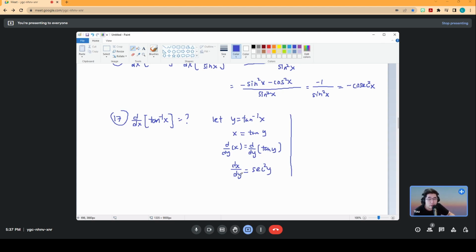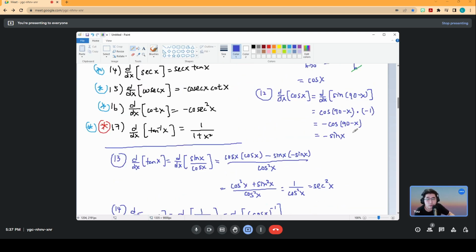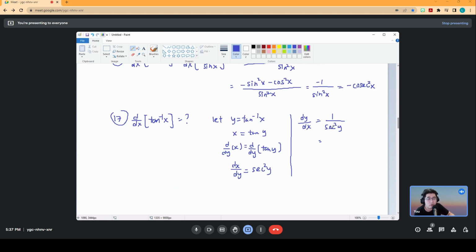This only helps us to get dx over dy, but what I want is dy over dx. So I flip them upside down, and I have 1 over secant squared y. From the formula, you should get 1 over 1 plus x squared. Therefore, I need to change this so that I can get 1 over 1 plus x squared. We refer back to the trigo formula: secant squared y can be written as 1 plus tangent squared y. And tangent y is actually x from here. Therefore, it's 1 plus x squared.